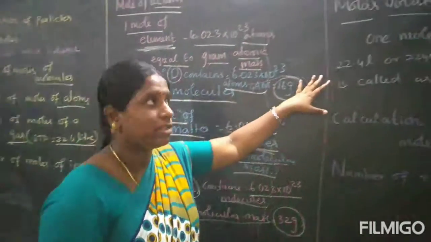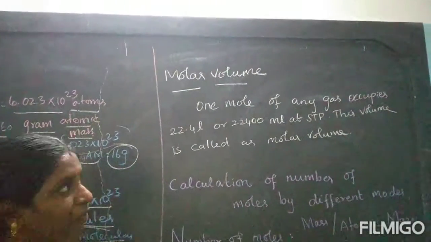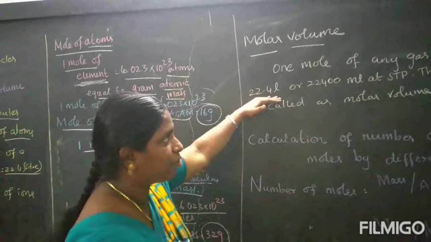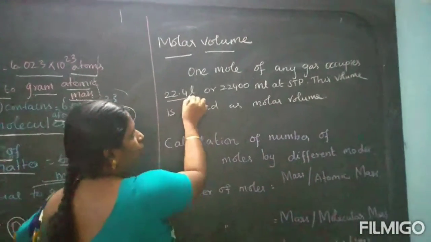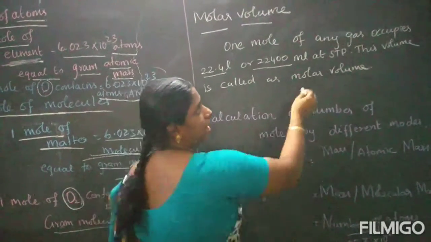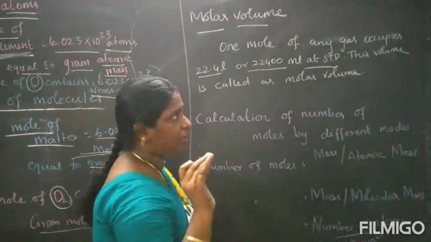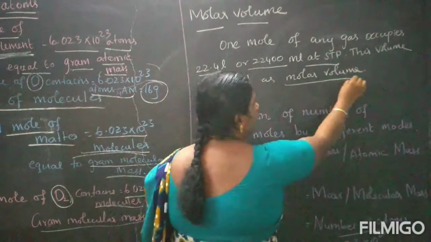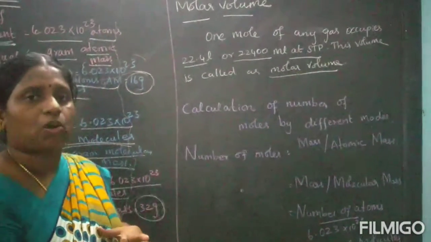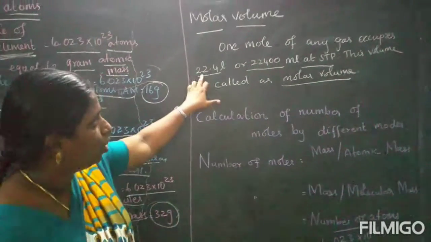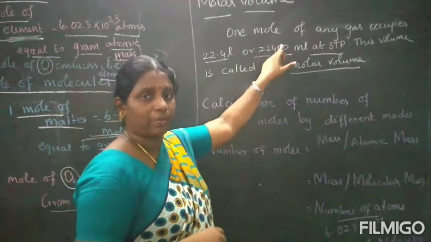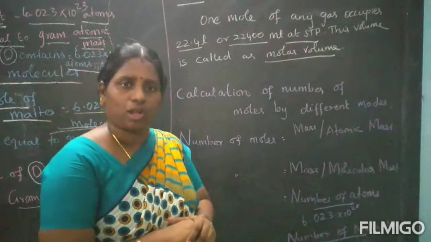Let us see the next topic, that is molar volume. Molar volume is the space a gas occupies. That is 22.4 liter or 22,400 milliliters at standard temperature and pressure. This volume is called molar volume. Molar means how much 1 mole of any gas occupies. 1 mole is equal to 22.4 liter or 22,400 milliliter. That is the molar volume.